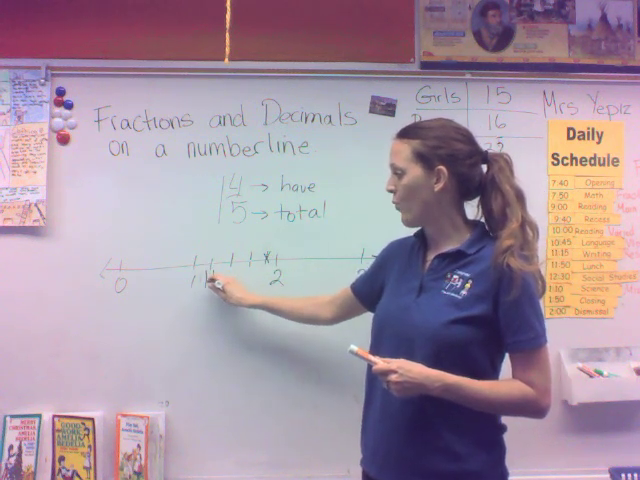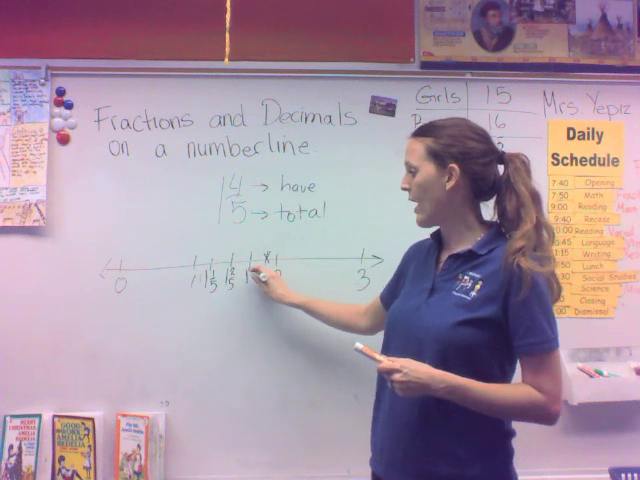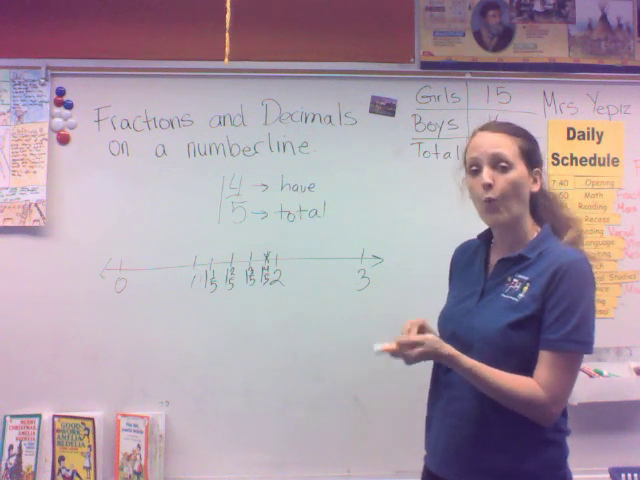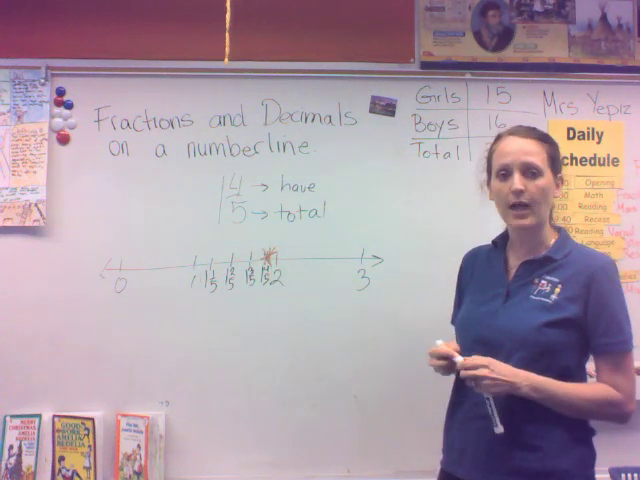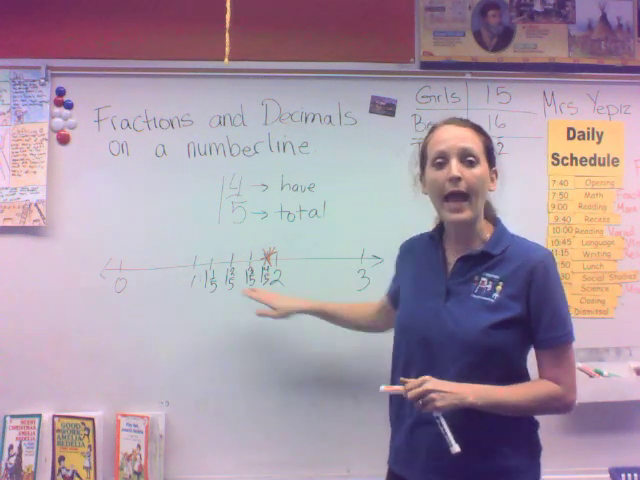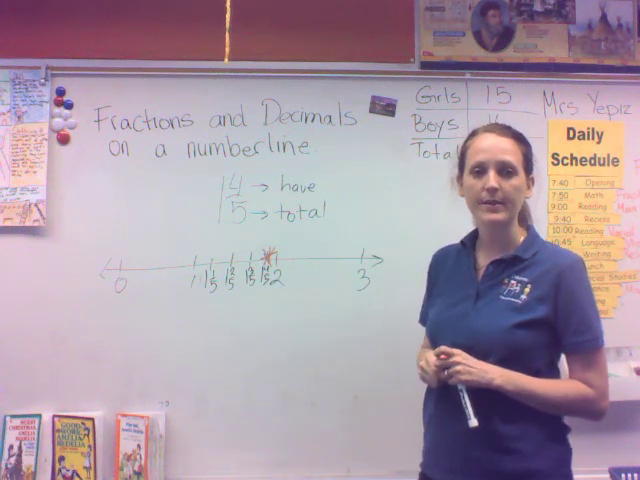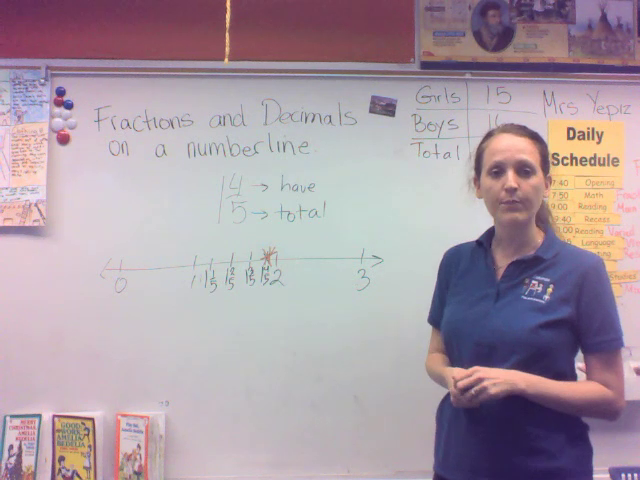This is 1 and 1/5, 1 and 2/5, 1 and 3/5, 1 and 4/5, which is what I wanted to find. 1 and 4/5 on the number line. It's between 1 and 2. 1 and 4/5. So that's how we put fractions and decimals on a number line.